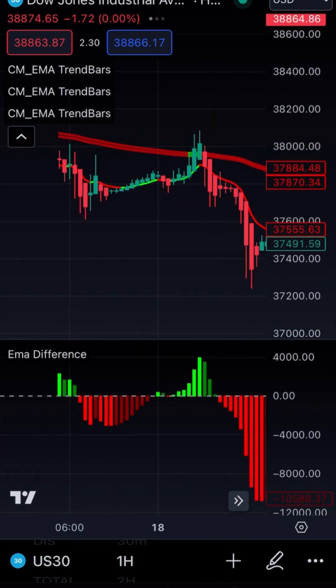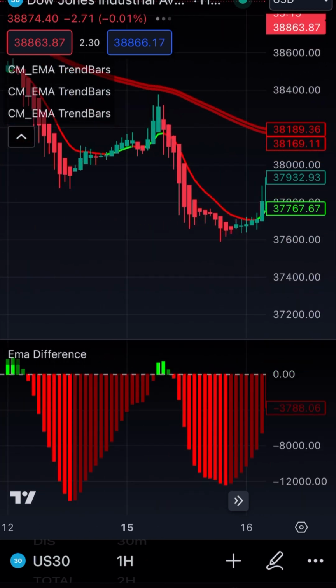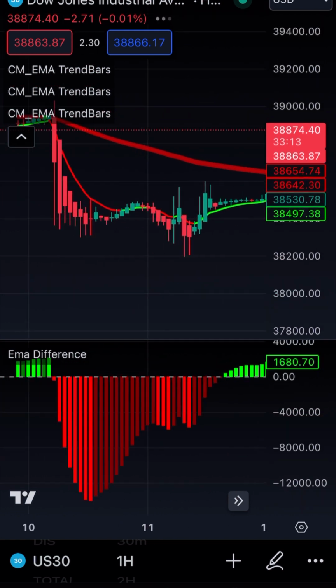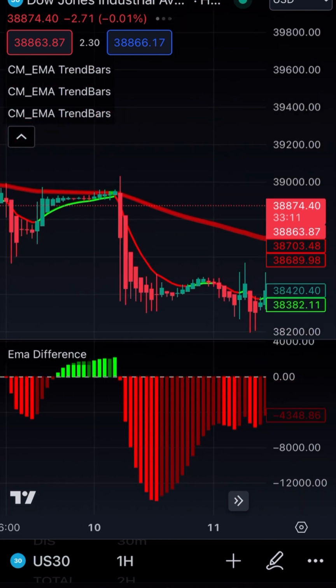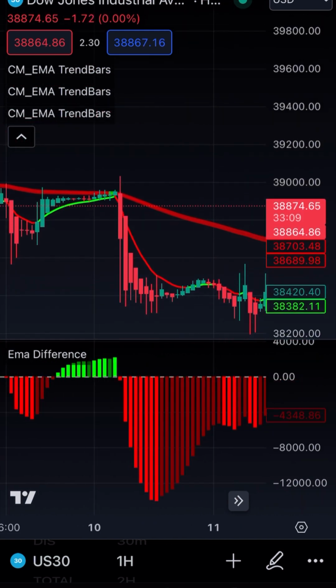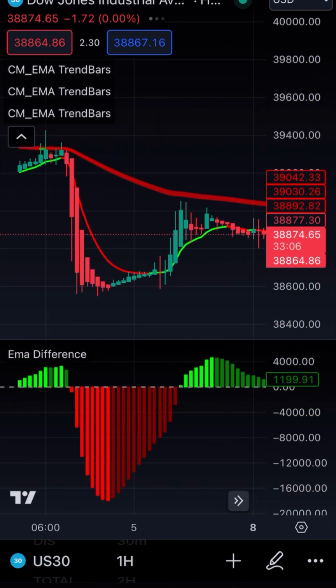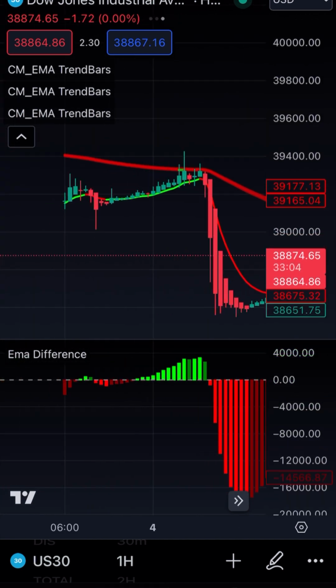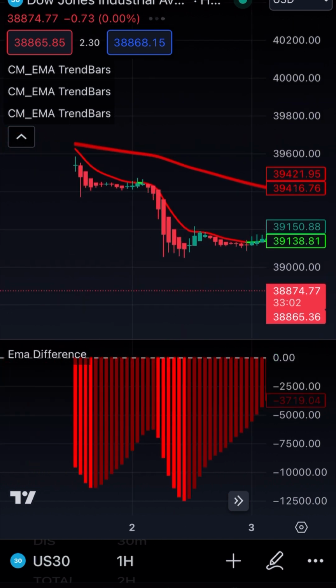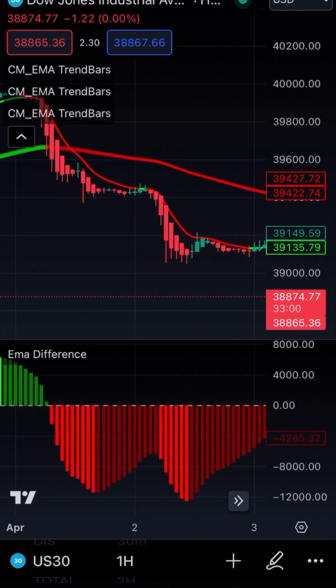I want to try and find a downtrend real quick. Here's a good downtrend. It's not really crossing there. So yeah, I'm not going to count that one. It's not really crossing until it crosses at this point.